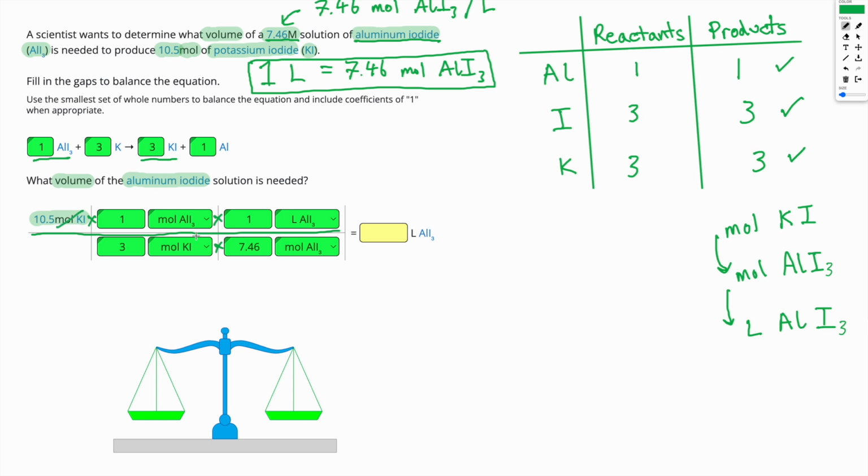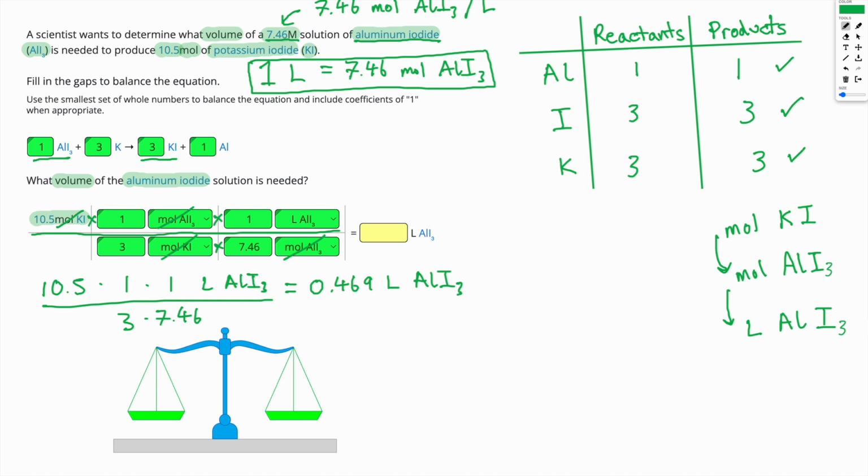So moles of KI cancels, moles of AlI3 cancels, and we're left with 10.5 multiplied by 1 liter of AlI3 divided by 3 multiplied by 7.46. So if we go ahead and put that in our calculator, we're going to get out 0.469 liters of AlI3. So let's just check that answer in our answer box here.